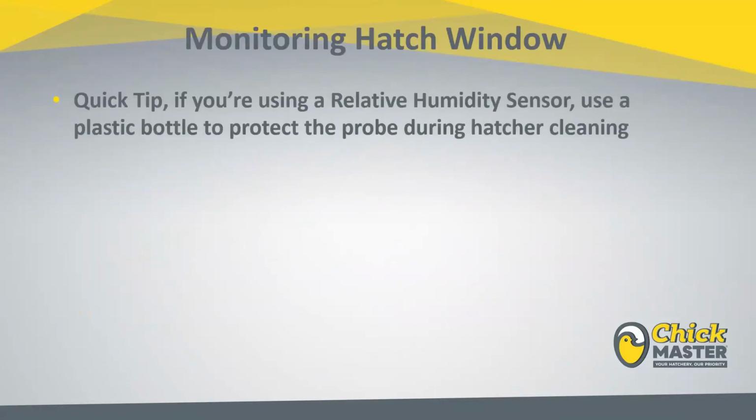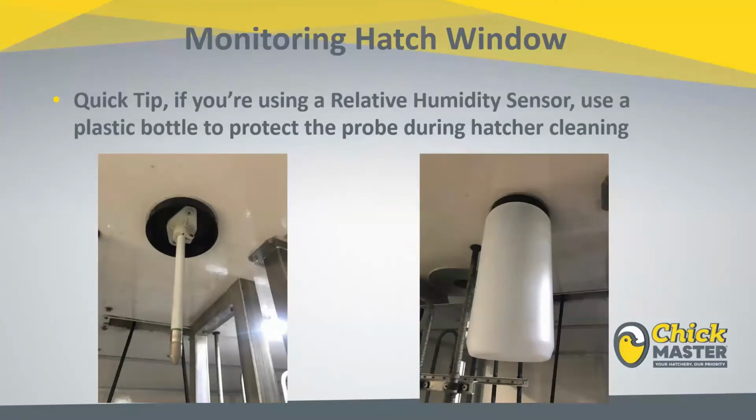More about monitoring the hatch window. Just a quick tip. What we've talked about so far is having a wet bulb, but if you do have a relative humidity sensor, one of the recommendations is to use a plastic bottle to protect the probe during the cleaning. What you'll see here is a couple of illustrations where this customer took a plastic bottle with a screw-on lid, attached the lid physically to the roof of the hatcher machine, and inserted the relative humidity sensor down through that lid.